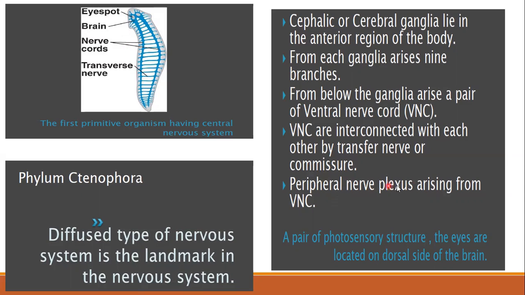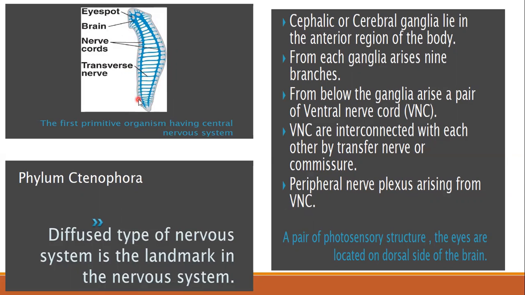Okay. Peripheral nerve plexus arises from the ventral nerve cords. From the nerve cords also on the sides, you can see peripheral nerves are given out. From both the sides of the nerve cord, nerves are given out. So this is about the nervous system which is present in phylum Ctenophora.